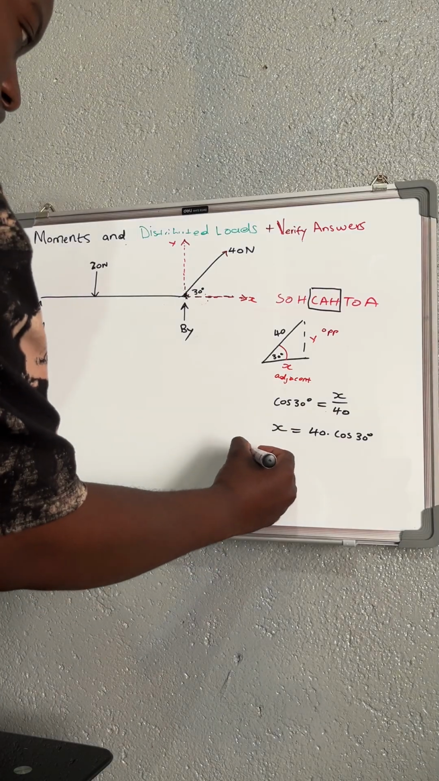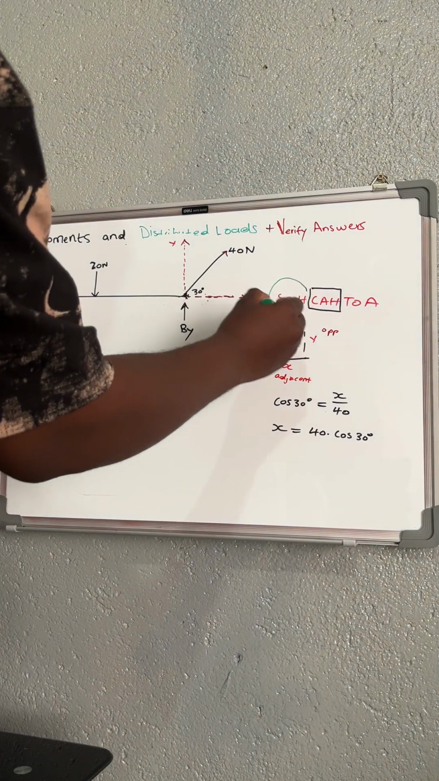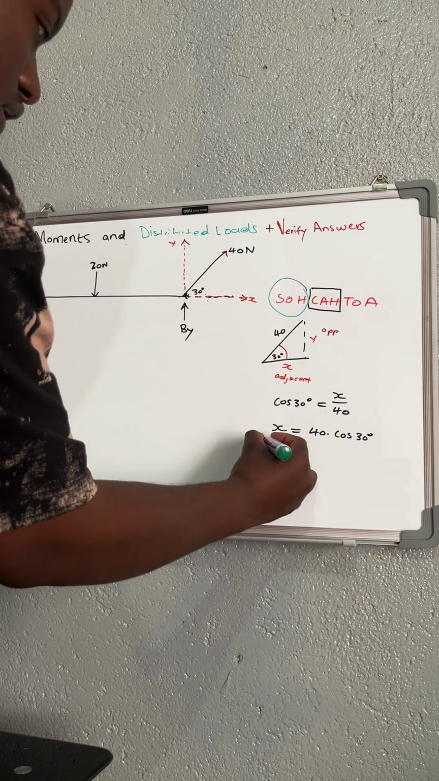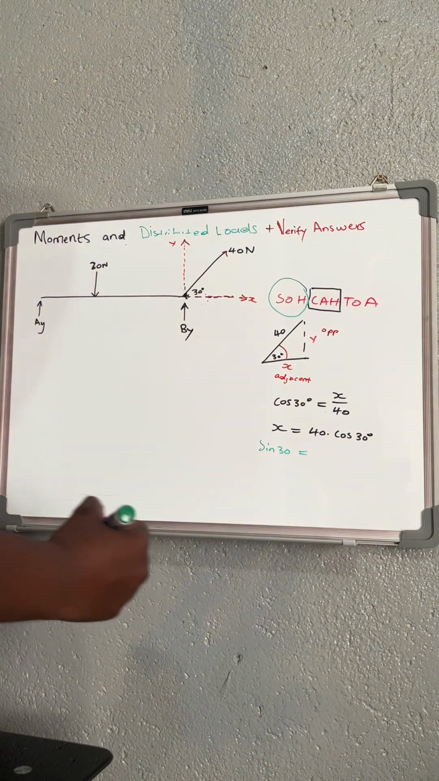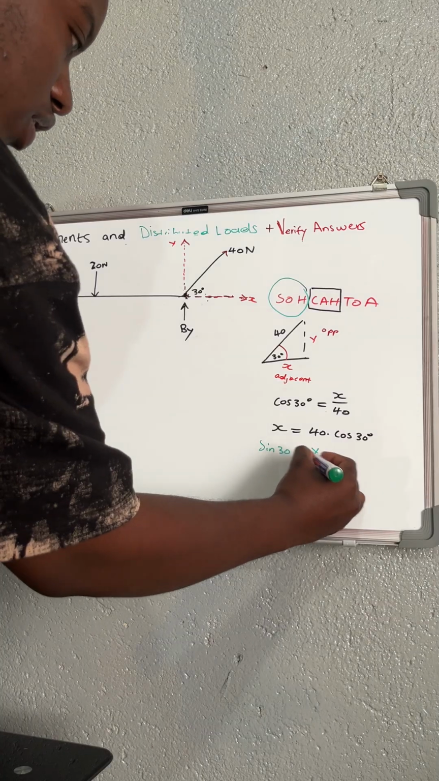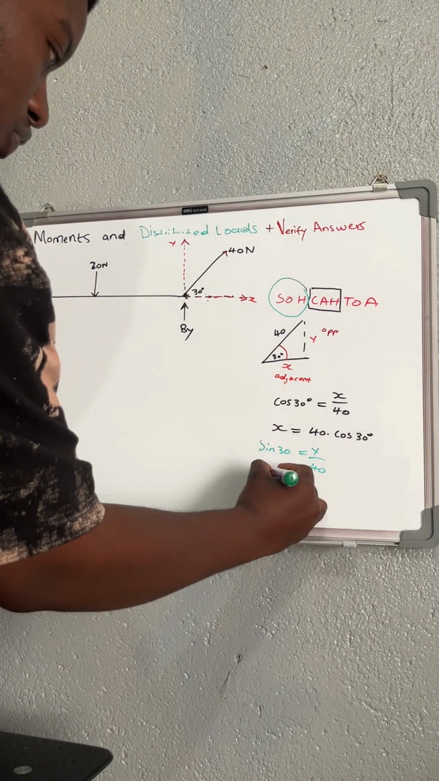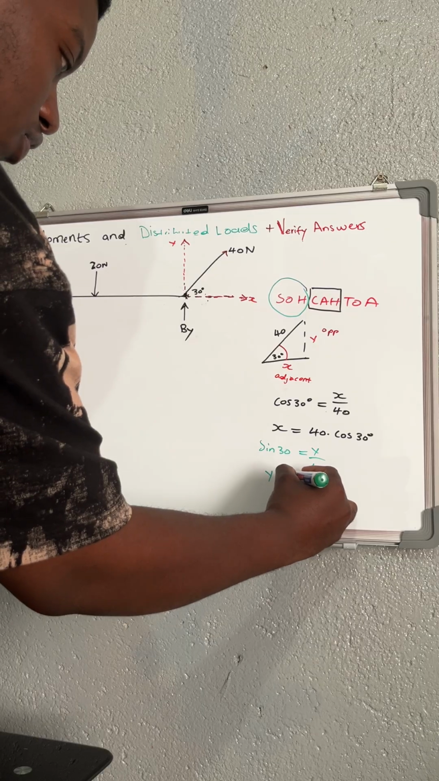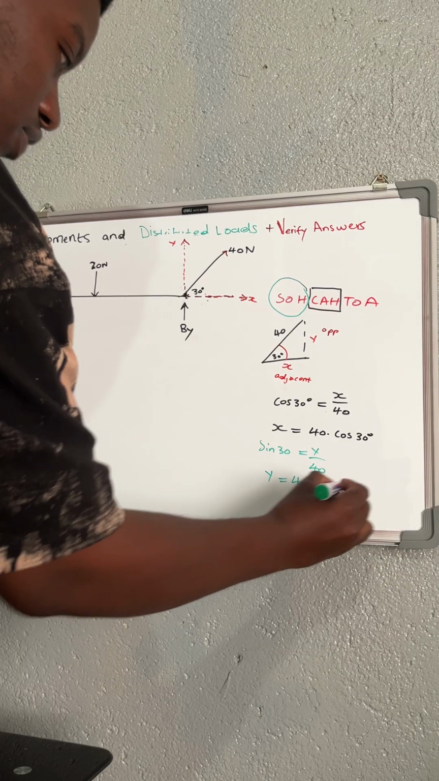Then now if you want your y, which formula can you use? You look for the formula that starts with your opposite. It's definitely this one. Then you can say you have sine of theta equals what? Your opposite, which is y, over your hypotenuse, which is 40. Then your y would be your 40 multiplied by your sine of 30 degrees.